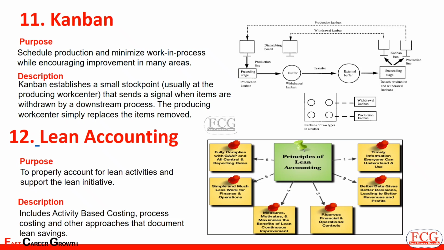Fourth is measure, improve, motivate and maximize the benefits of continuous improvements. Fifth is simplify the finance work culture. And last is all control on reporting and comply with GAAP. Lean accounting includes activity-based costing, process costing and other approaches.